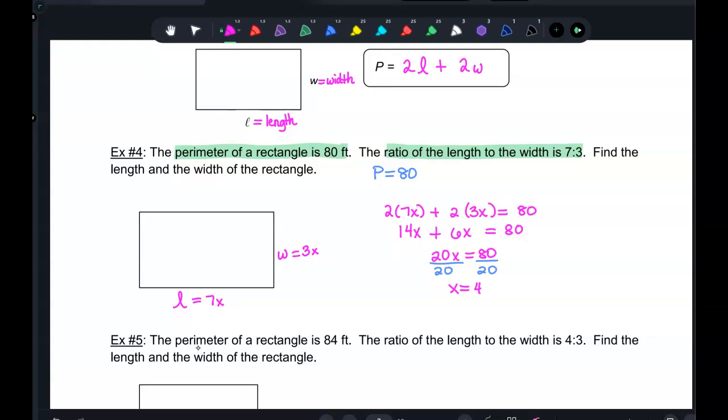Because I want to find out what is my length and what is my width. So 7x, if x is 4, I get 28. And that's going to be 28 feet. 12, yeah, so 12 feet. Yeah, but include units for these. With the ones above, we didn't really have to worry about it. Good.